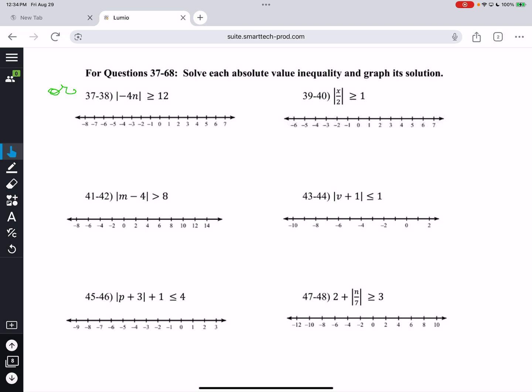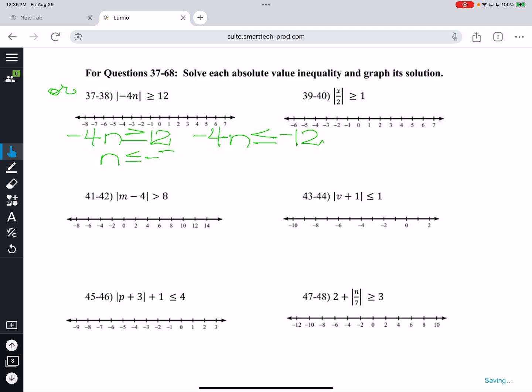Are we isolated? The absolute value bars? Yes. So we can drop them now. And the original equation is going to be negative 4n is greater than or equal to 12. And then the other equation is negative 4n is less than or equal to what? Negative 12. Does that make sense? All right, so what's our solution? n is less than or equal to -3.